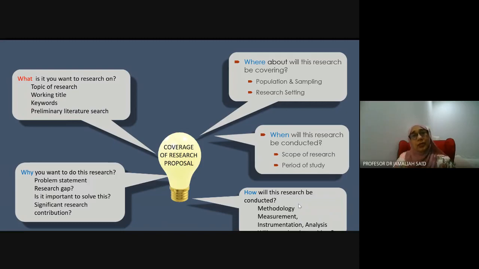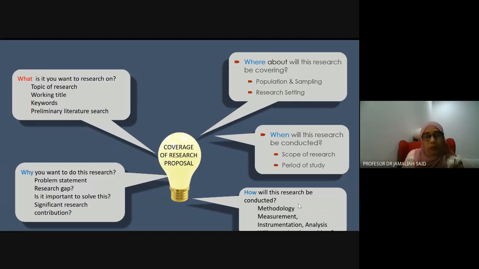If you are doing on CSR, which CSR, whose CSR are you trying to examine? Is it companies listed in Bursa, or maybe you are just looking at construction companies, or maybe you are focusing on charity organizations, or maybe you're looking at public sector CSR. So what is the population of your study?